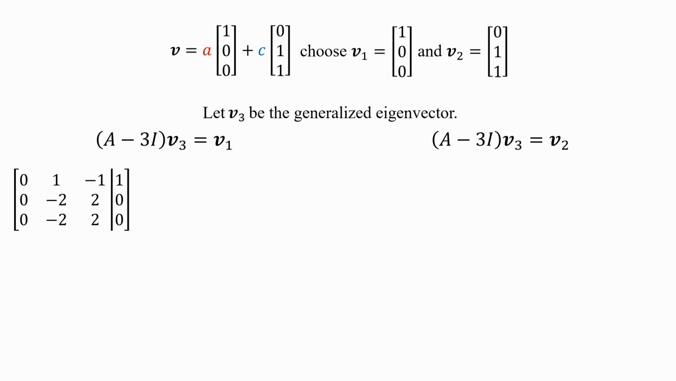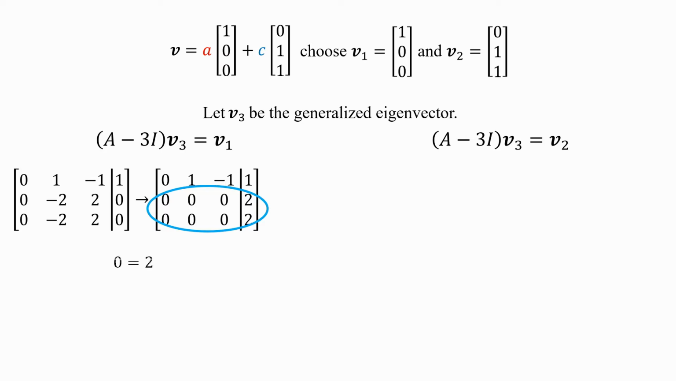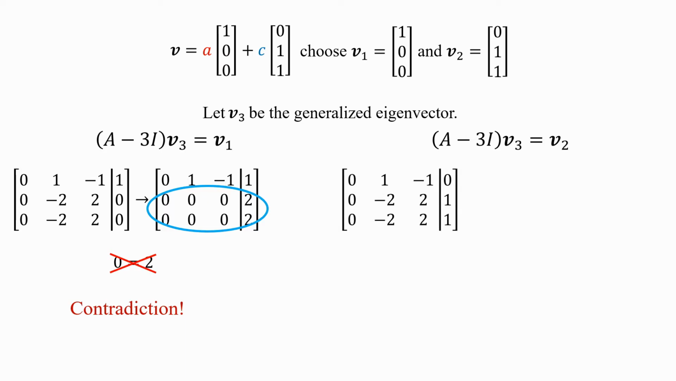Okay, so if you do some elementary row operations, the solution set is equivalent to this matrix. But there's a problem, because these last two equations, which are really just the same, would imply that 0 equals 2. And obviously this is a contradiction. This is nonsense. So you can't base v3 off of v1. Okay, so let's try v2.